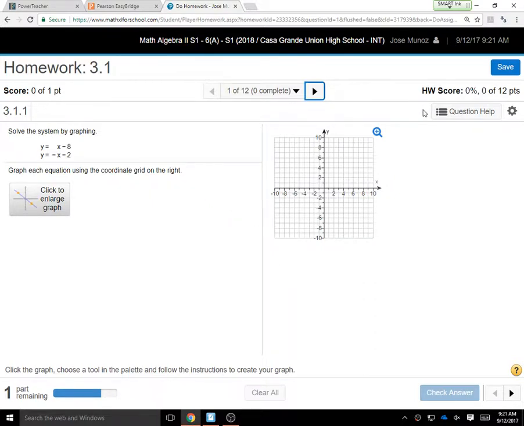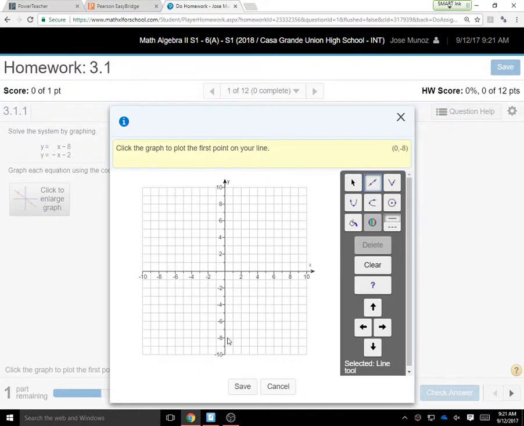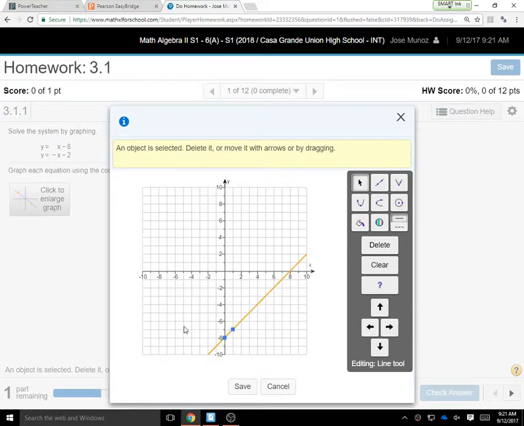So here they want me just to solve the system by graphing it. I'm going to graph the first equation. The first equation should start at -8 because that's my y-intercept, right? So got my first point, -8. My slope is 1, which means 1 over 1. So I'm just going to go from there. I'm going to go up 1 and to the right 1 unit. So there's my first line.